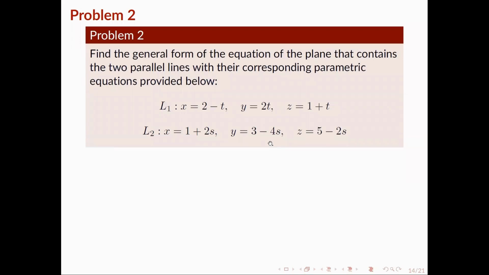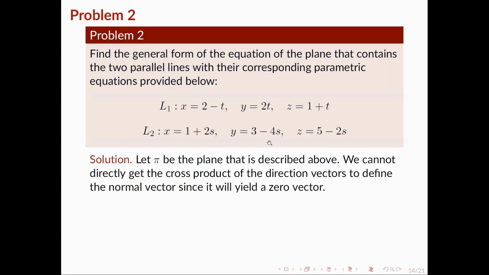So next problem, we are going to find the general form of the equation of the plane that contains the two parallel lines with their corresponding parametric equations provided below. So for the first line, capital L sub 1, we have the parametric equations x equals 2 minus t, y equals 2t, and z equals 1 plus t. For the second line, capital L sub 2, we have the parametric equations x equals 1 plus 2s, y equals 3 minus 4s, and z equals 5 minus 2s.